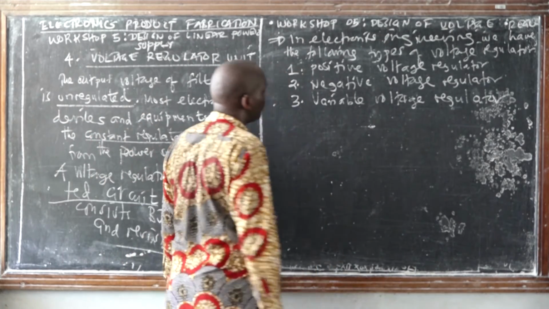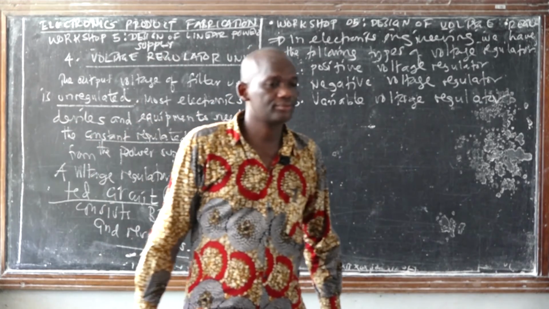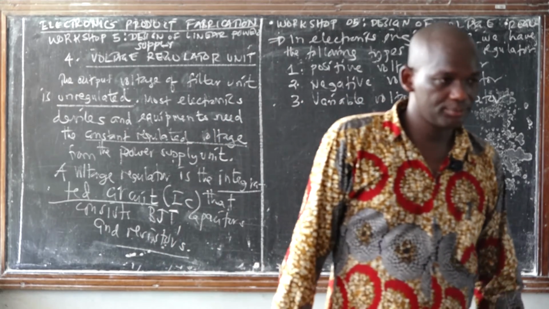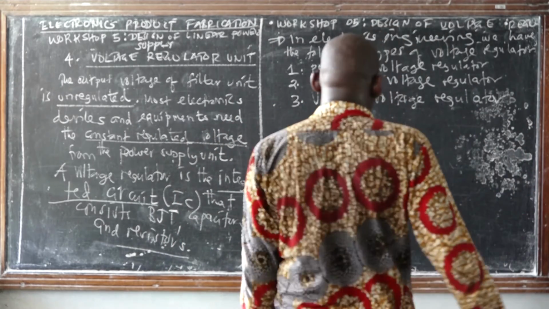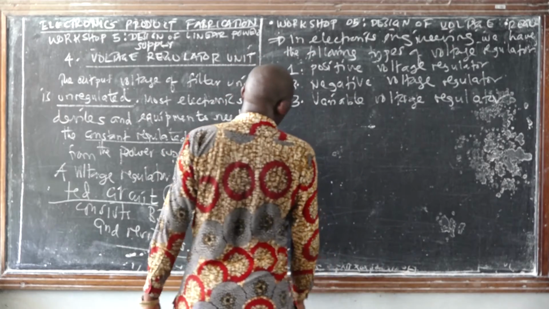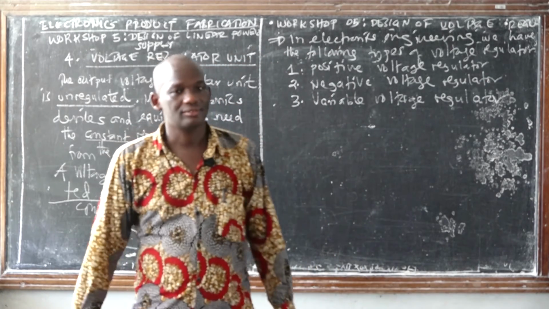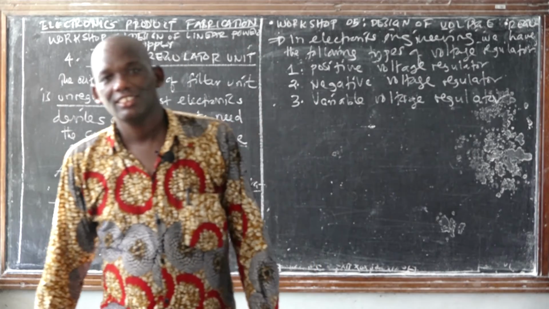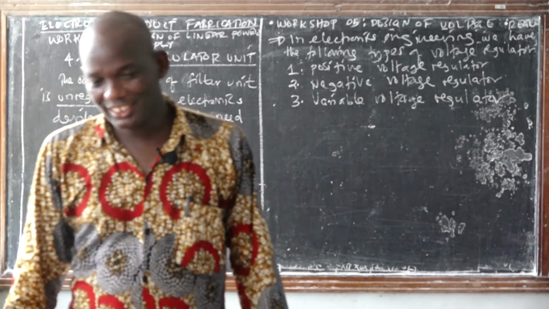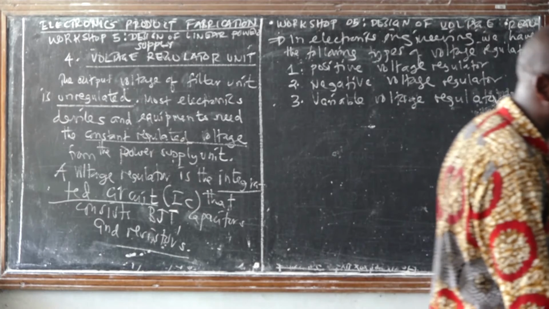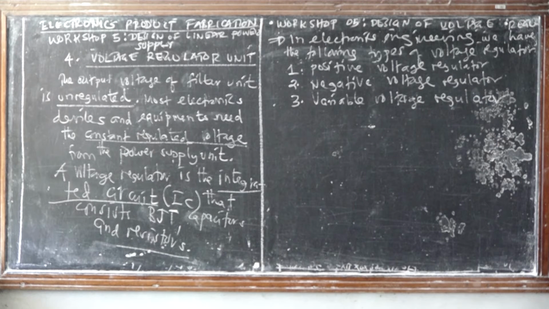Say positive voltage regulator. Negative voltage regulator. Variable voltage regulator. Again. Shake your neighbor. Again. Say positive voltage regulator, negative voltage regulator, variable voltage regulator until you dream it tonight.